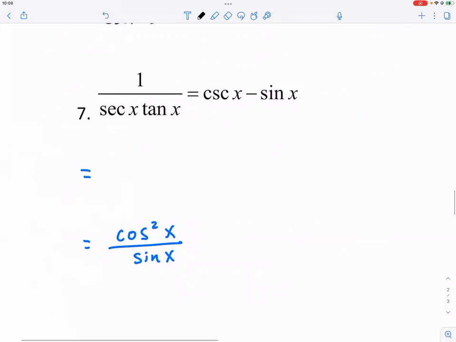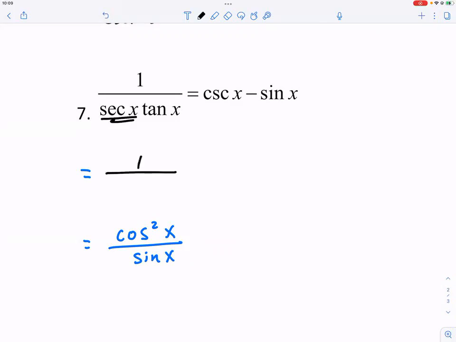All right, number 7. For number 7, I raised the question of, can you see, well, I'm going to give you a hint. Can you see cosine square x over sine x? Well, how could that happen?